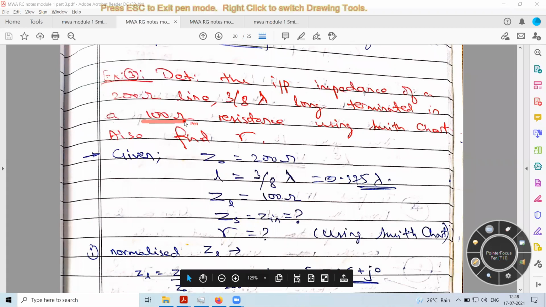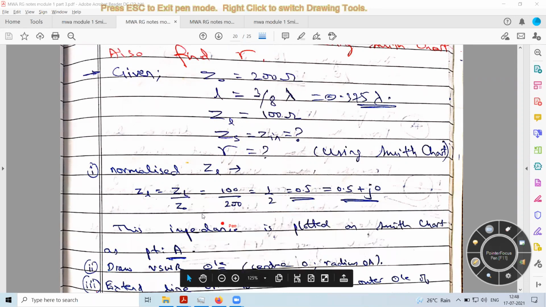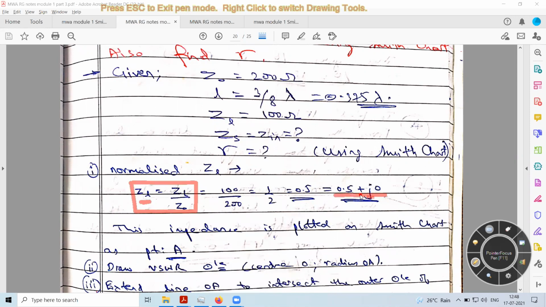We know the load value, that is ZL. The first thing we have to do is normalize this value by dividing ZL by Z0. So ZL by Z0 is the normalized impedance value. When we simplify that, we obtain 0.5 plus j0. So the resistance R is equal to 0.5, and the reactive component X is equal to 0. First we need to identify this point on the Smith chart.